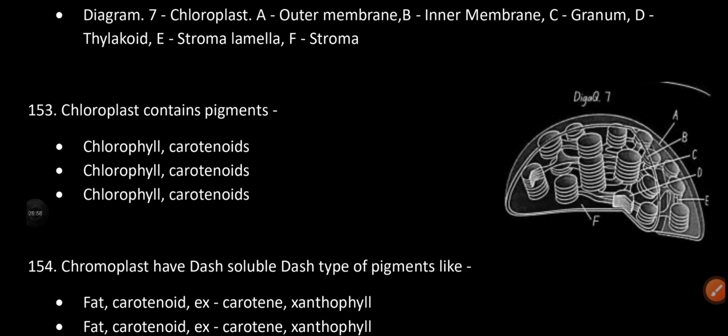Diagram 7, chloroplast. A. Outer membrane. B. Inner membrane. C. Granum. D. Thylakoid. E. Stroma lamellae. F. Stroma.